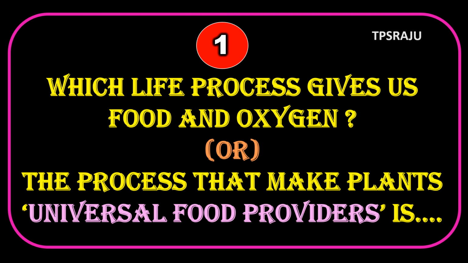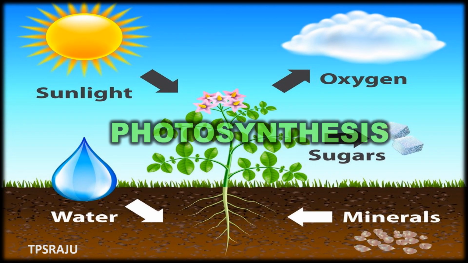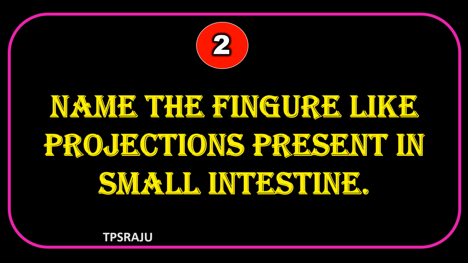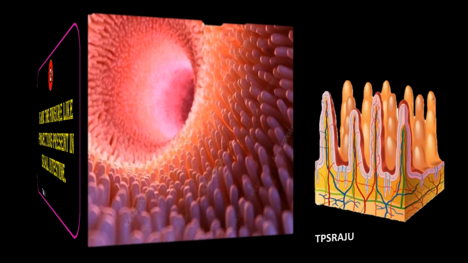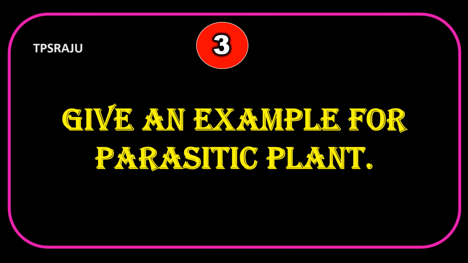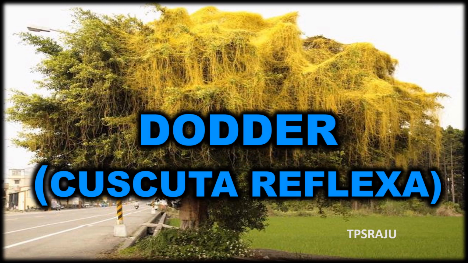Which life process gives us food and oxygen? Or the process that makes plants universal food providers is photosynthesis. Name the finger-like projections present in small intestine. Villi. Give an example for parasitic plant. Dodder plant. Scientific name is Cuscuta reflexa.